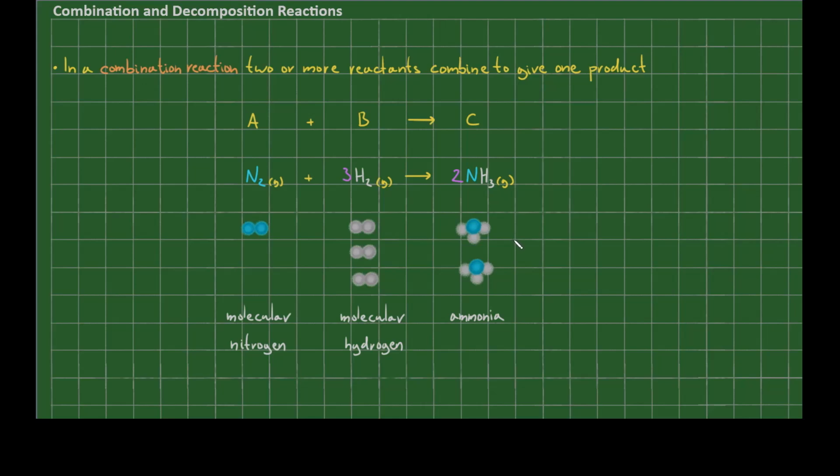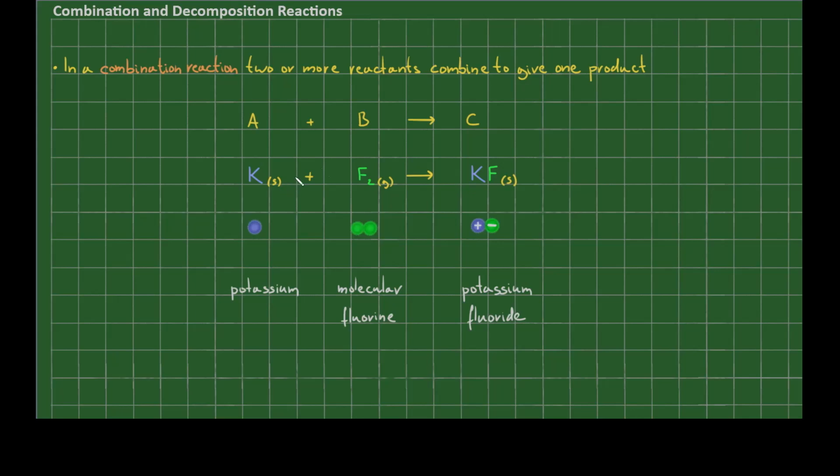Do not panic. The balancing of reaction equations will be explored later in greater detail. For now, enjoy the ride. Let me have a look at another example of a combination reaction. Potassium will react with molecular fluorine to give potassium fluoride.